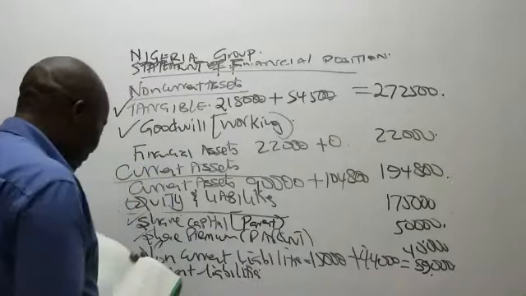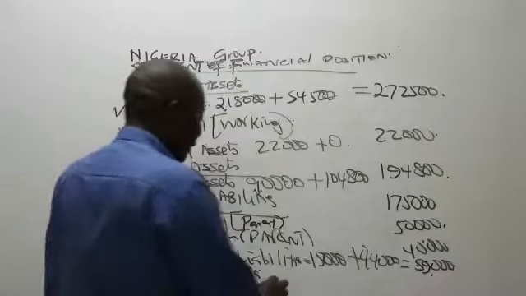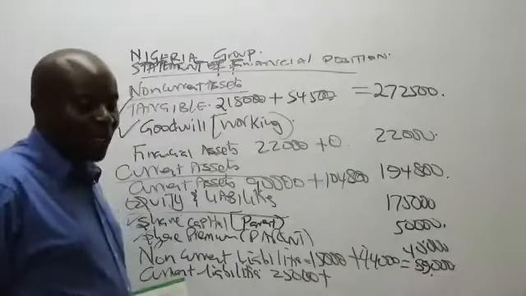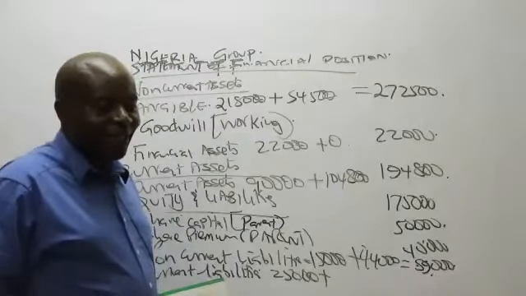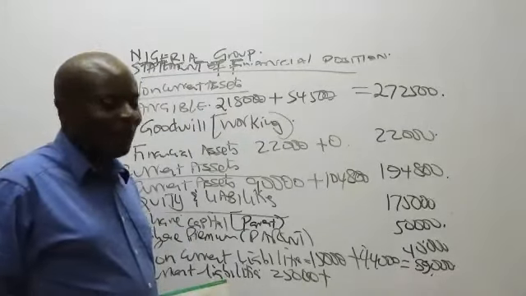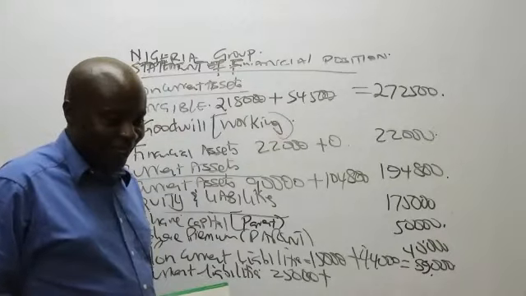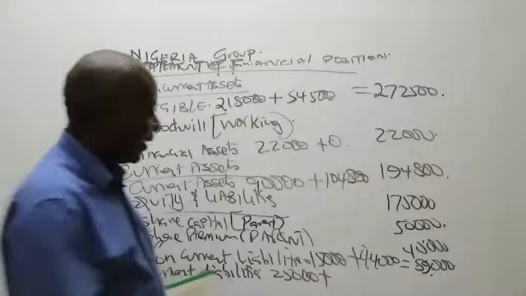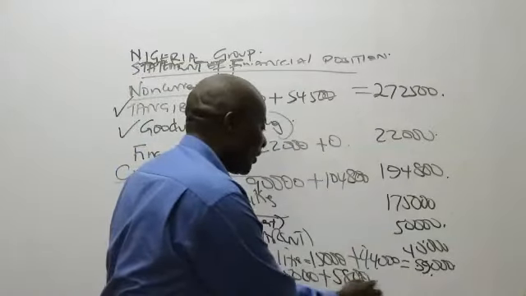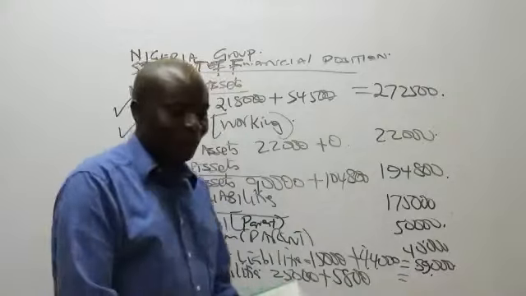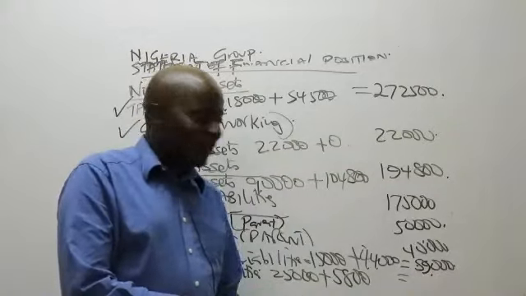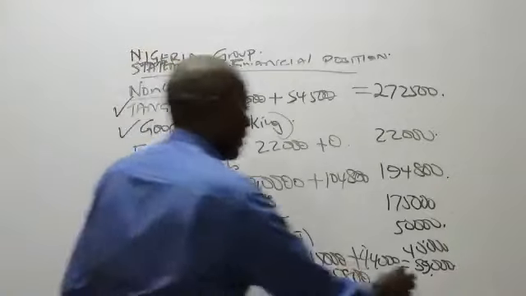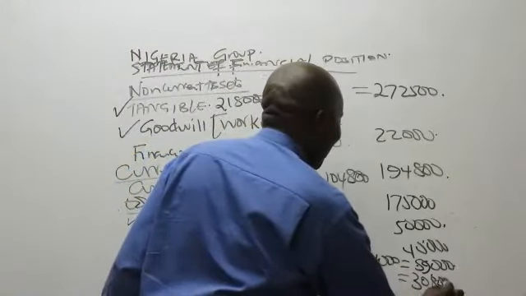So for the current liabilities, I'll pick the one of the parent, which is 25,000, plus the one of the subsidiary. How much is the subsidiary's current liability coming to? 5,800. Thank you very much. So how much will this give us, somebody, the last time? 3,800.